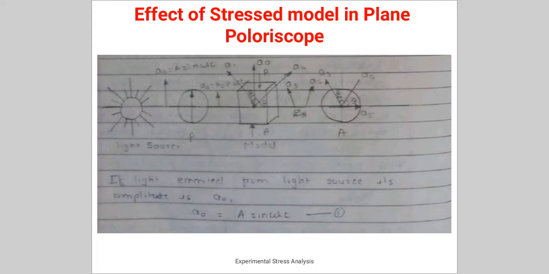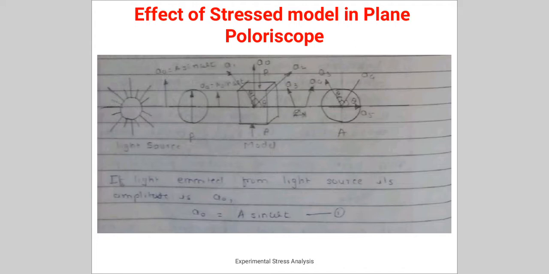The A1 makes the angle theta with the vertical axis. The A2 makes the angle theta with the horizontal axis. That means we get two unknown amplitudes A1 and A2, which are calculated from A0. So in the photoelastic model, we have to calculate the two amplitudes, A1 and A2. When the light sources come out from the photoelastic model, as the working medium changes from photoelastic model to air, again the amplitudes change. That means A1 becomes A3 and A2 becomes A4.